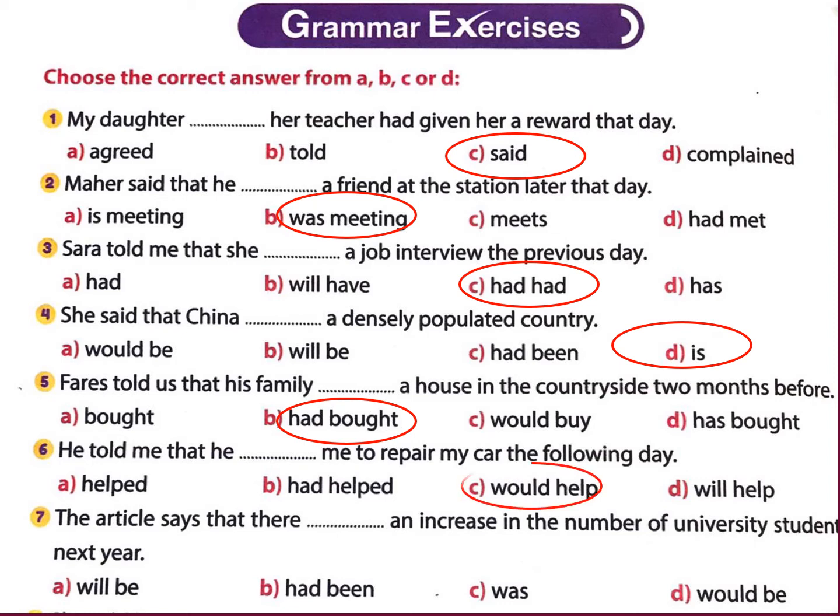Very good. The last sentence, the article says that there (blank) an increase in the number of university students next year. The article says, remember, we said when we have "says", not "said", we do not change the verb tenses. So the answer would be will be. Very good.